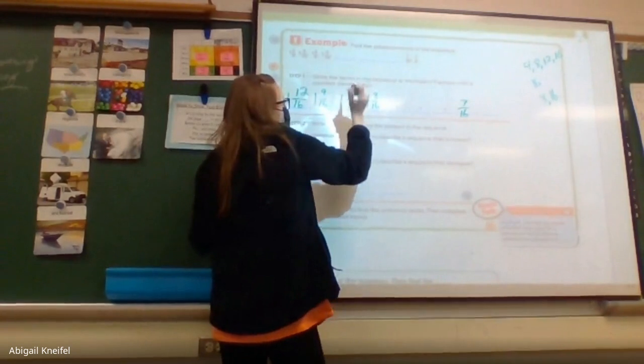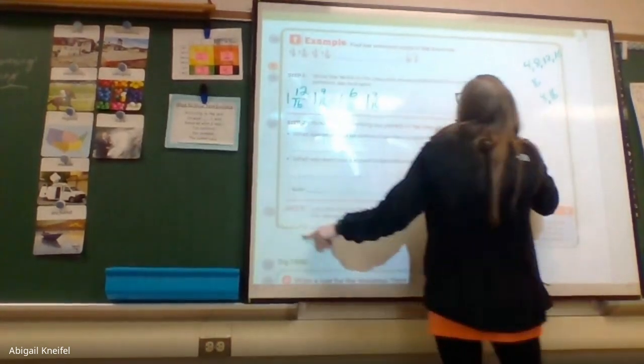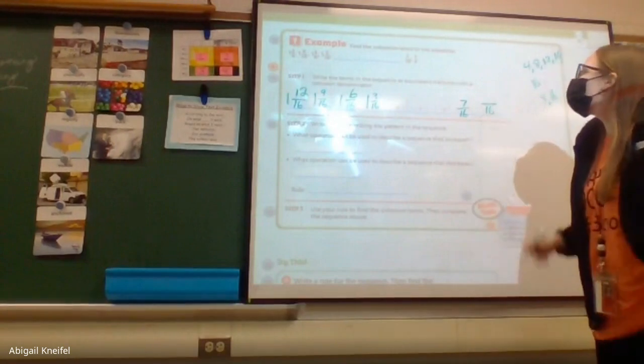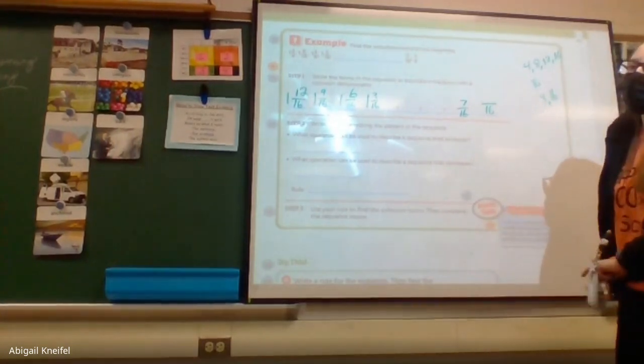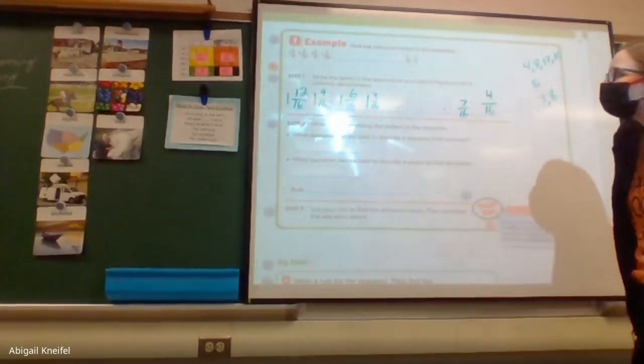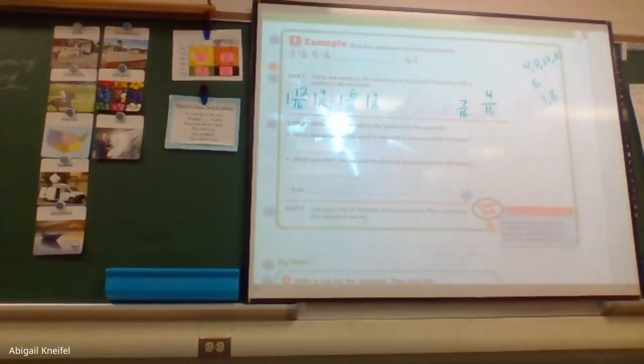Those ones. And then over here, how many times do I multiply 4 to get to 16? 4. And 1 times 4 is? 4. So now we have all the same denominator. So now we have to find out the pattern so we can fill in the missing ones. How do I find out the pattern?